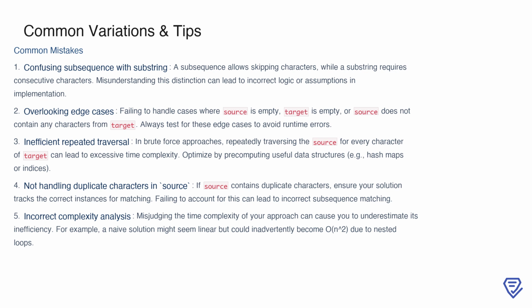In brute force approaches, if you traverse the source repeatedly for every character in the target, it can dramatically increase the execution time. Instead, look for ways to optimize, like pre-computing useful data structures. Additionally, be cautious when dealing with duplicate characters in the source. If the source contains repeated characters, your solution needs to correctly track which instances are being matched to avoid errors.